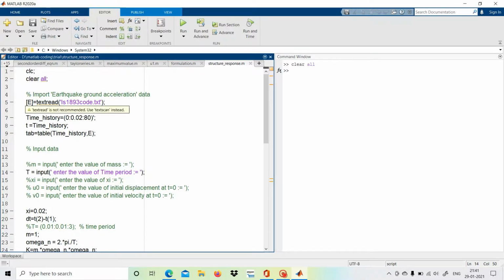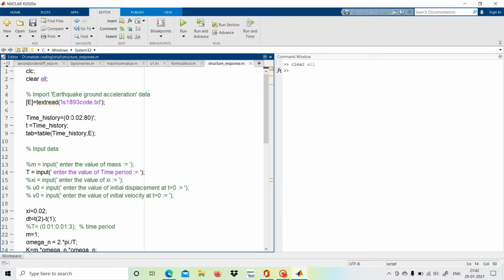So it will have a command textread, is1893 code.txt. So we have an earthquake ground acceleration and we have given a name to it, and that file extension is txt. So we are giving the command to MATLAB that textread, and it reads that data and stores it in the E value. The time duration we are taking for that ground acceleration is 80 seconds.